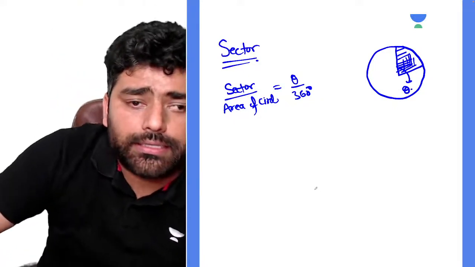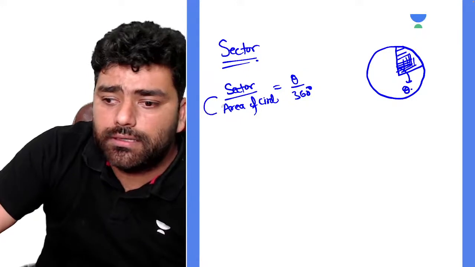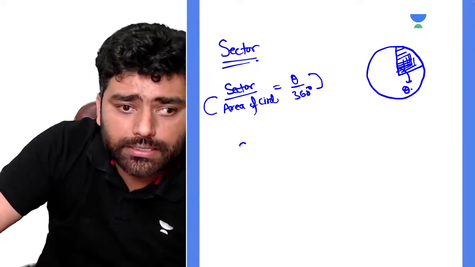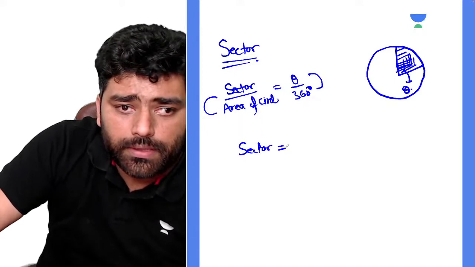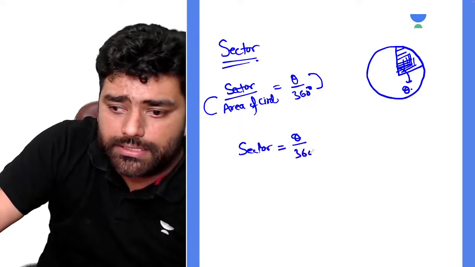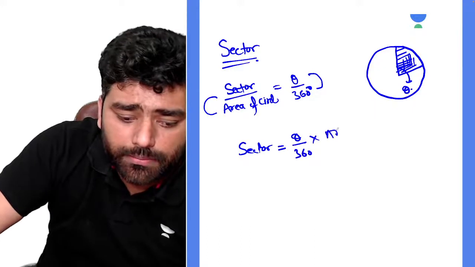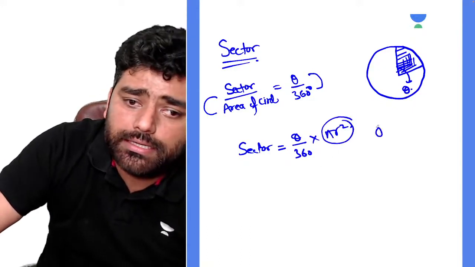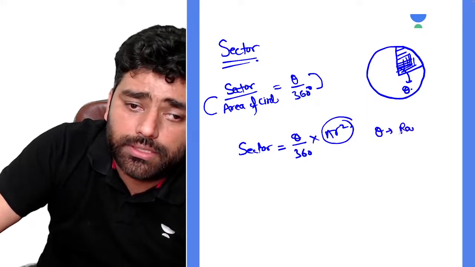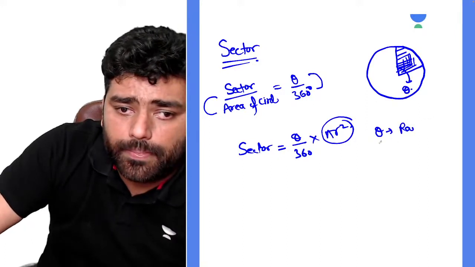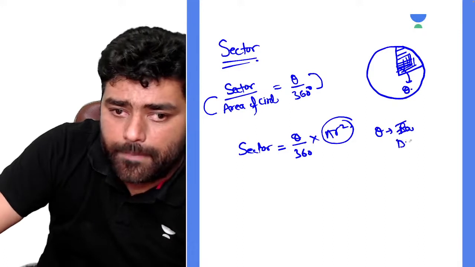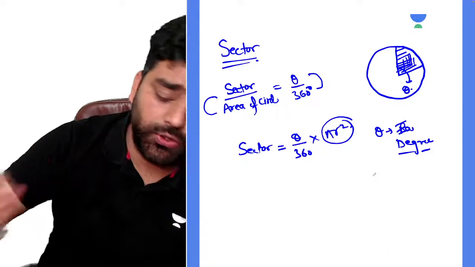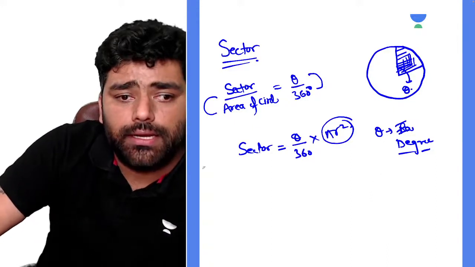Okay guys, so the area of a sector compared with the area of the circle is the same as theta divided by 360, right guys? So sector is equal to theta divided by 360 multiplied by pi r square, where pi r square is the area of the circle. Again, theta is in degrees here. Okay, so you know about the sector and the arc.